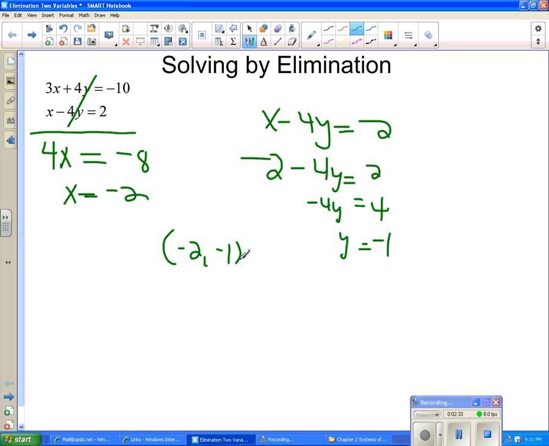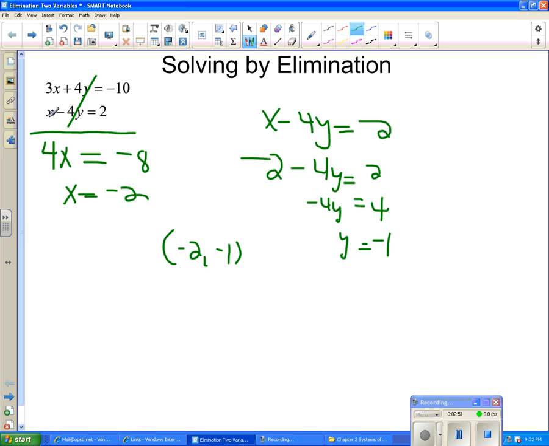And just like with substitution, you can go back and check your answer. If I take the negative 2 and plug it in up here and take the negative 1 and plug it in here, I should get negative 10. So 3 times negative 2 is negative 6, and 4 times negative 1 is negative 4. So negative 6 minus 4 is negative 10, so it satisfies the first one.